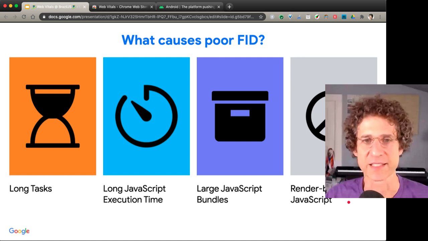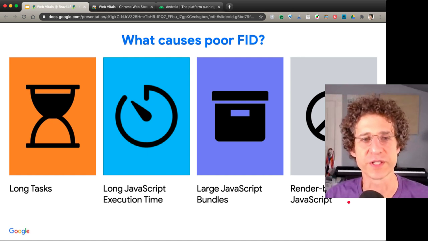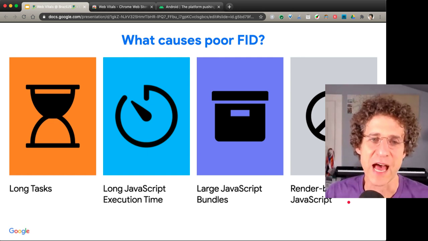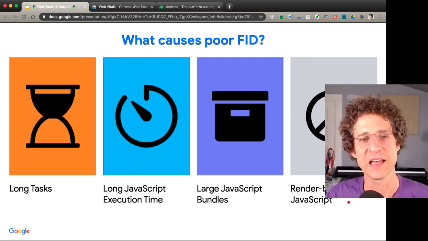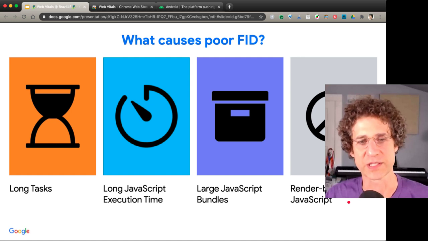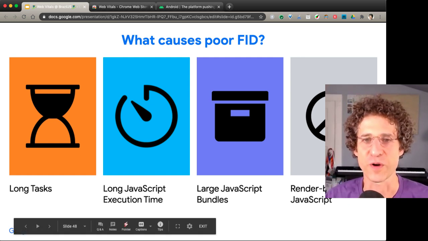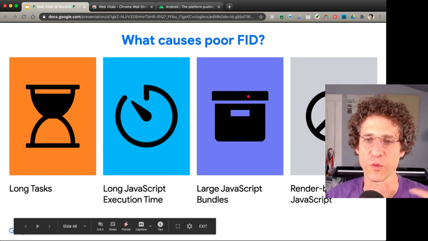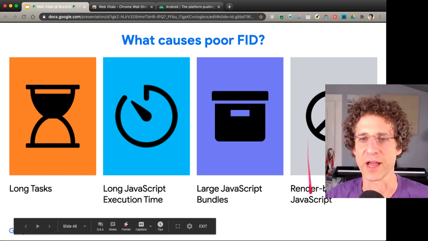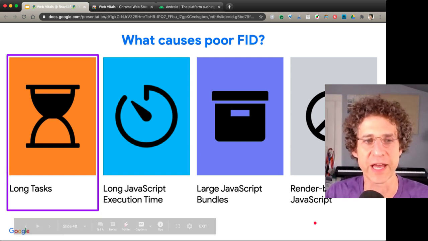All right, next. What causes poor first input delay? Well, long tasks, of course, because those get in the way of what's happening. Similarly, JavaScript that's slow to execute. Also, of course, large bundles that have to have a lot of JavaScript run before things actually work on the screen, and render blocking JavaScript. These are all problems that cause poor first input delay.